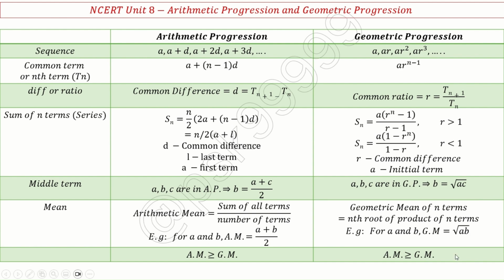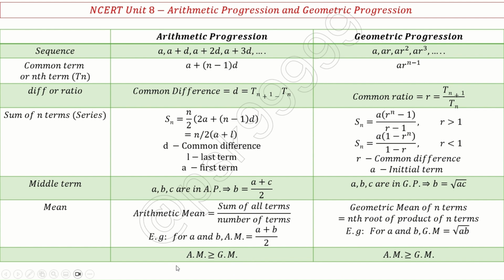Now, the geometric mean of terms is the nth root of the product of n terms. If we take a, b, c as the three terms, then the geometric mean of a, b, c is (abc) to the power of 1 by 3, that is the cube root of abc. For a and b, it is the square root of ab. Now, the arithmetic mean is always greater than or equal to the geometric mean. This is one very, very important thing to note.